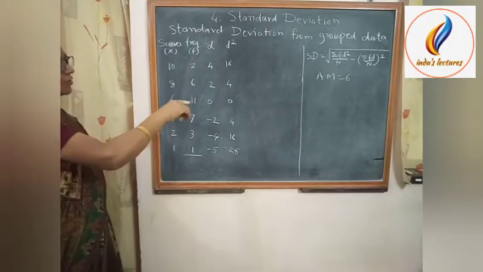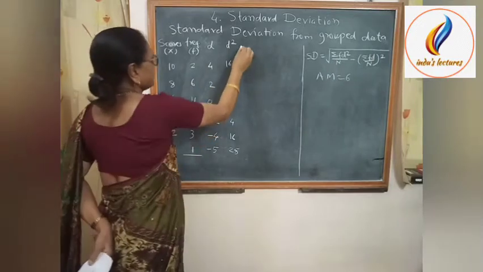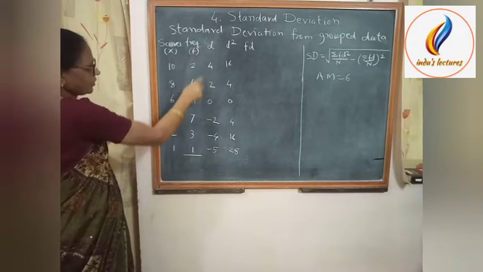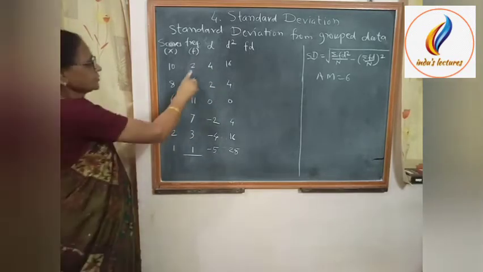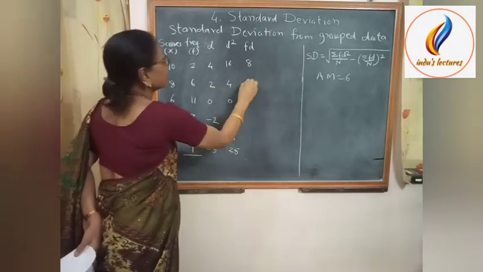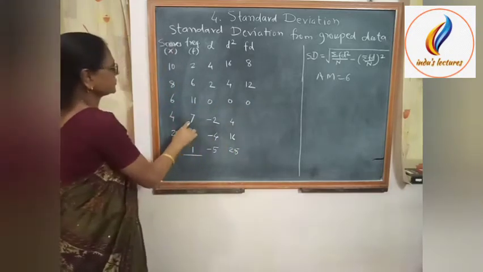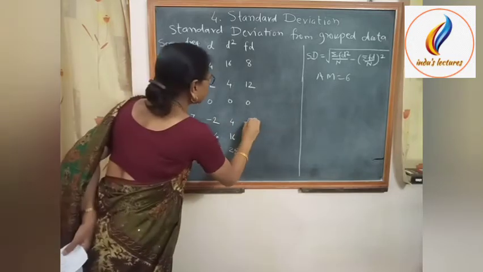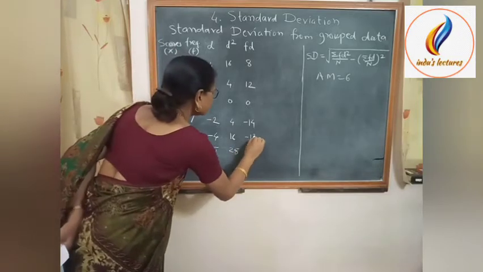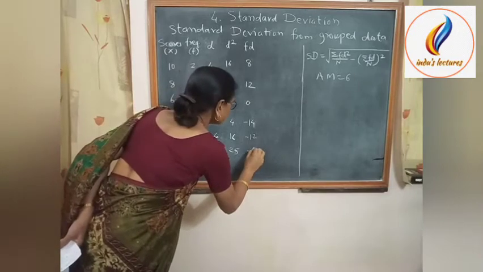Now again we want fd square and fd. So we calculate fd, f into d, that means second column and third column. So 2 into 4 is equal to 8, 6 into 2 is 12, 11 into 0 is 0, 7 into minus 2 is equal to minus 14, 3 into minus 4 is equal to minus 12, and 1 into minus 5 is equal to minus 5.